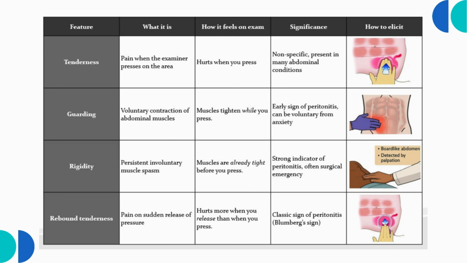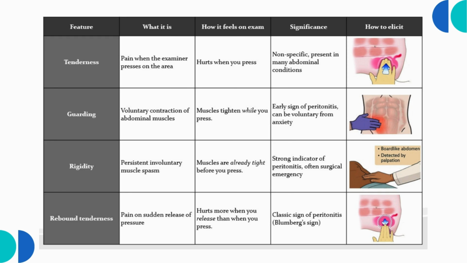What are the differences between tenderness, guarding, rigidity, and rebound tenderness? Tenderness is simply pain when the examiner presses the abdomen. On examination, the patient says ouch or winces when you apply pressure. It is non-specific. To elicit tenderness, you gently press on the suspected area of the abdomen and watch the patient's facial reaction.